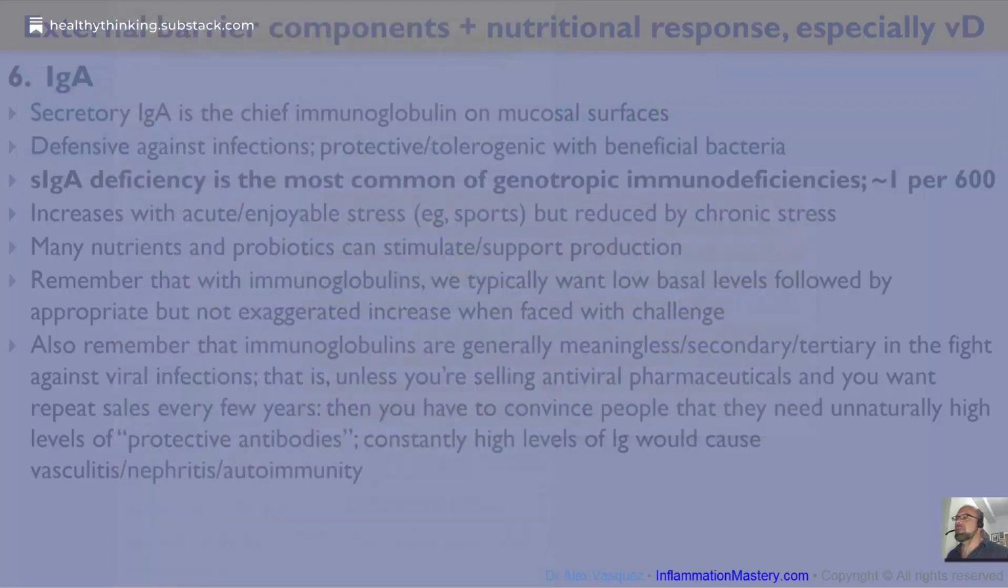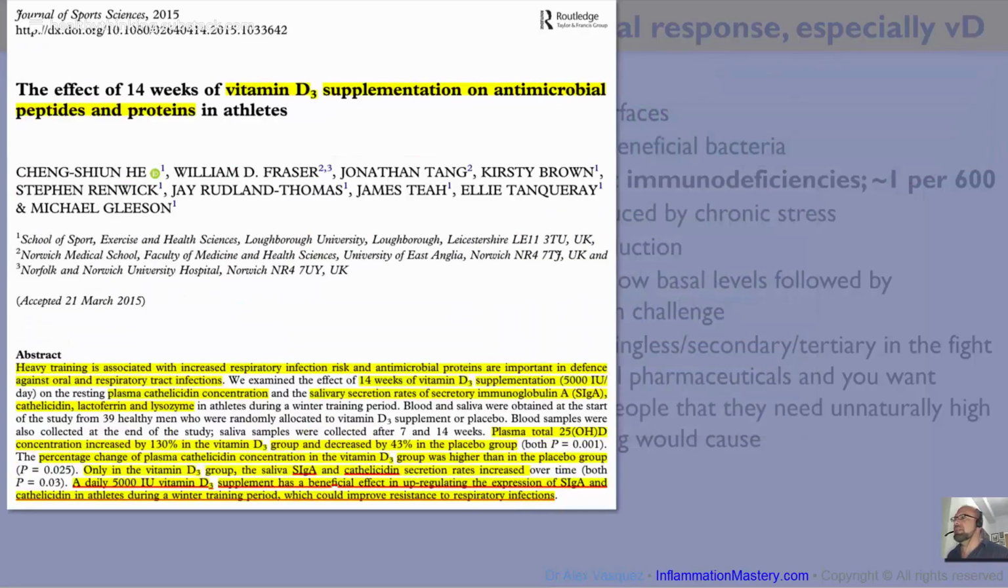Now let's take a look at a clinical trial which was recently published in 2015. This is Journal of Sports Sciences. The effects of 14 weeks of vitamin D supplementation on antimicrobial peptides and proteins in athletes.